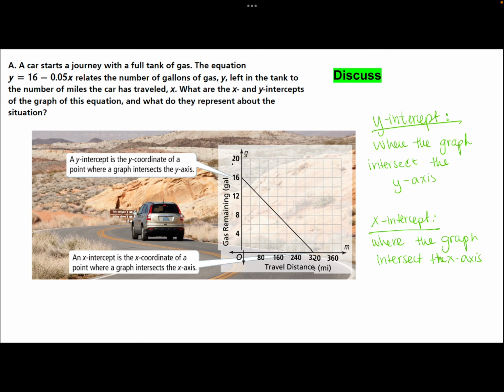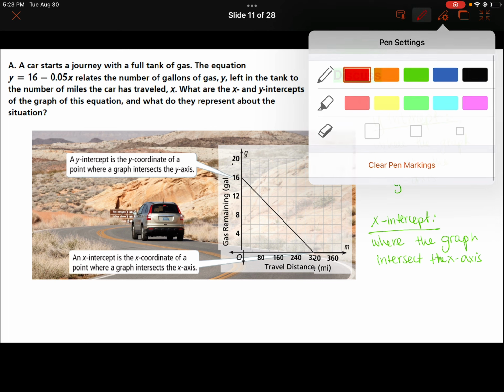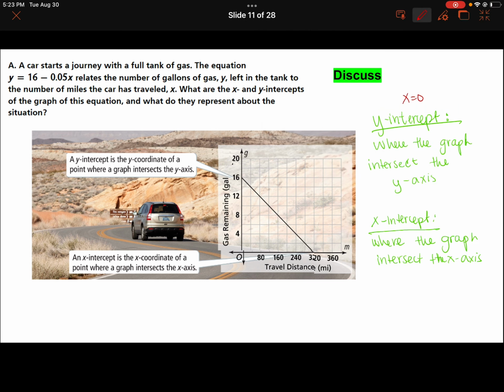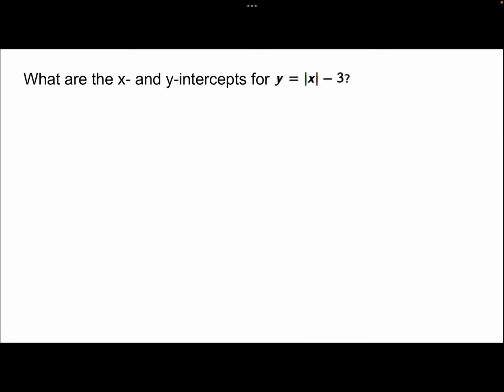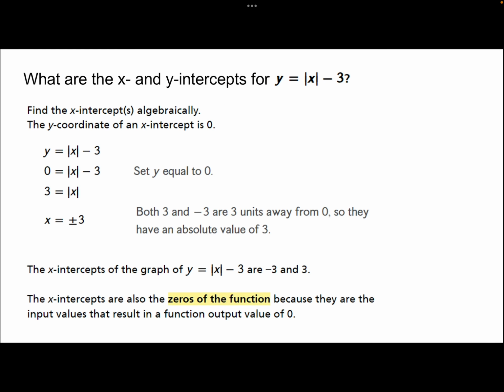Okay, so to find the y-intercept, x equals 0. To find the x-intercept, y equals 0. Right. So let's do an example here. What are the x and y intercepts?